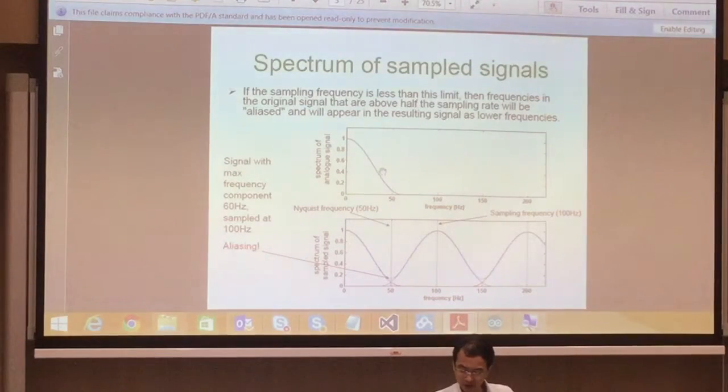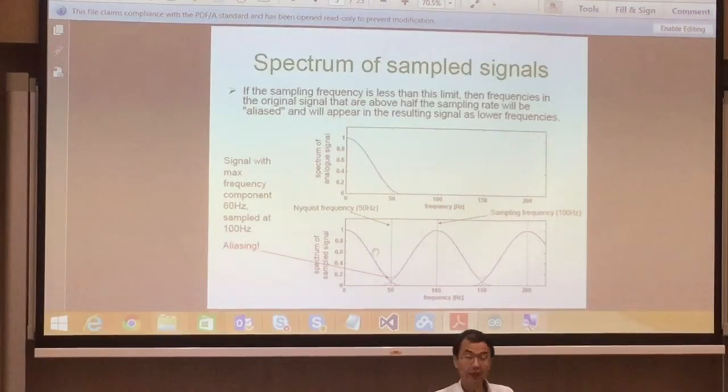Now, if you sample this signal at 100 Hz, let's say, what happens is you will have a problem called aliasing. If this kind of signal is sampled at 100 Hz, and you look at the spectrum, you will see an aliasing problem here. This is an important topic for electrical engineering. For you, I think you just need a basic idea here.